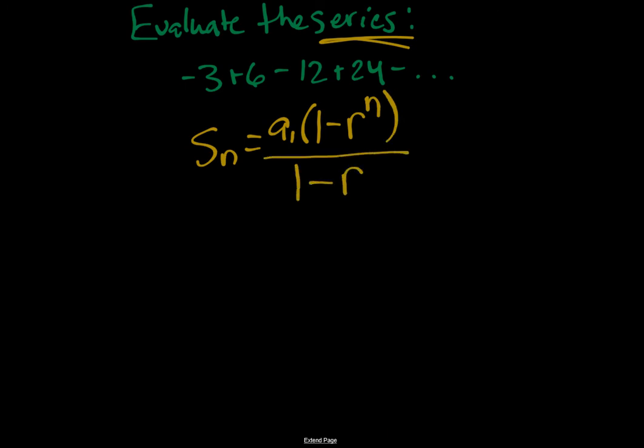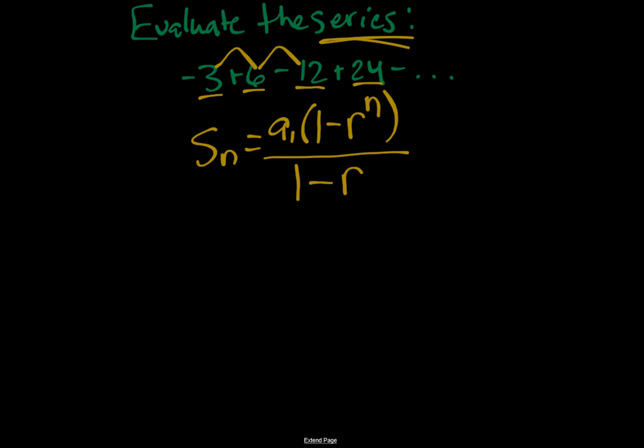And where people are going to mess up here is actually the R. Because if you look at this problem, the R again is what we're multiplying by each time to get to the next term. And so if you ask what the common ratio is, some people would mistakenly say 2, but it's not 2, it's negative 2. Because to get from negative 3 to 6, I'd have to multiply by negative 2. To get from 6 to negative 12, I'd have to multiply by negative 2. Now some people recognize that, but then they plug it in incorrectly.